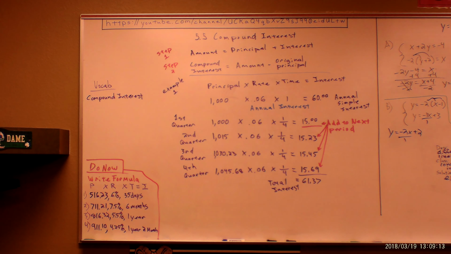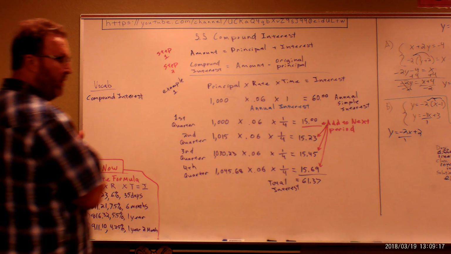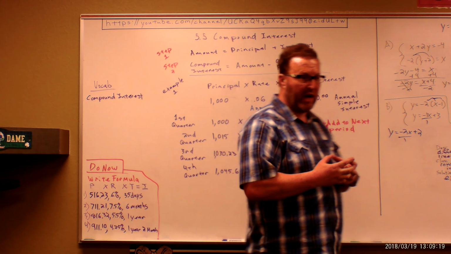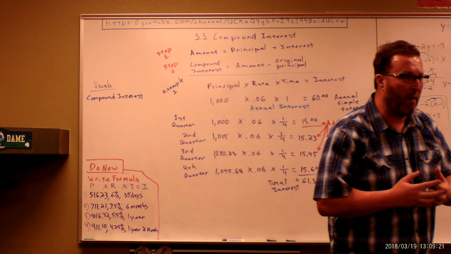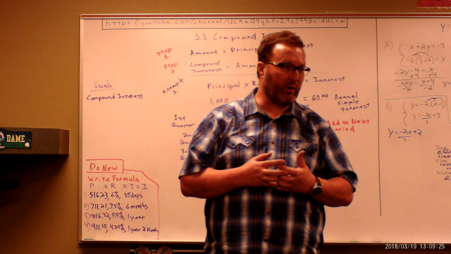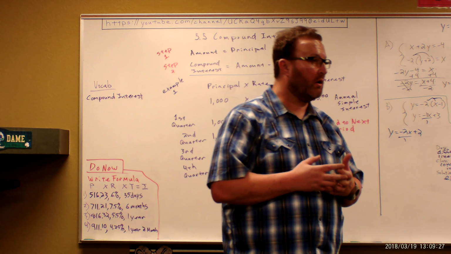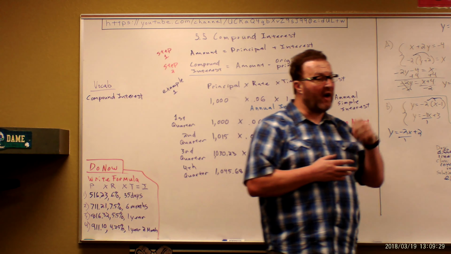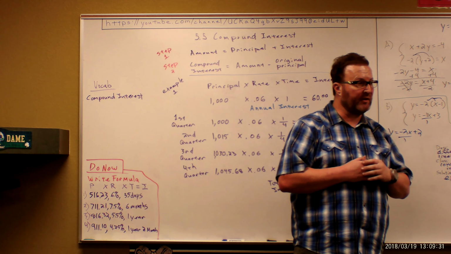Okay, remember what we did last week? We took principal times rate times time, and we were able to figure out what interest is, right? This now means compounded quarterly, okay? Quarterly. How many months are in a year? 12. Okay, so if we take 12 and we divide it by 4, how many months is that?